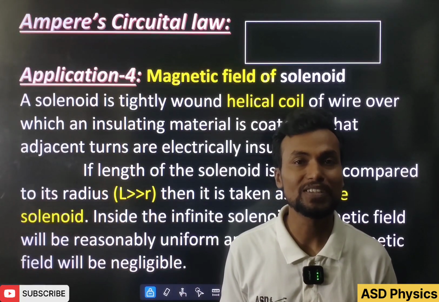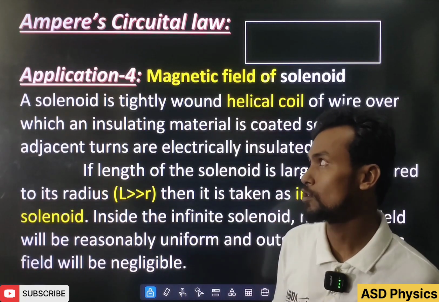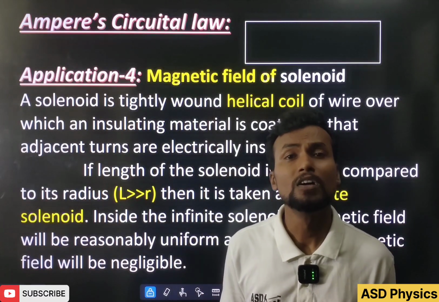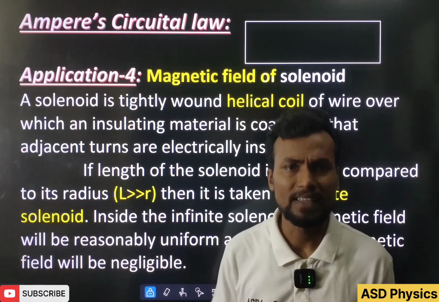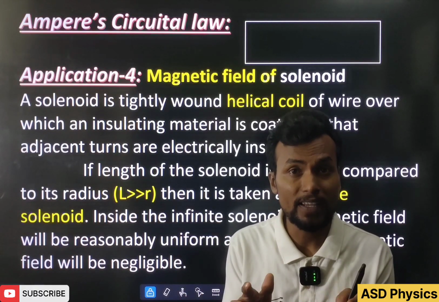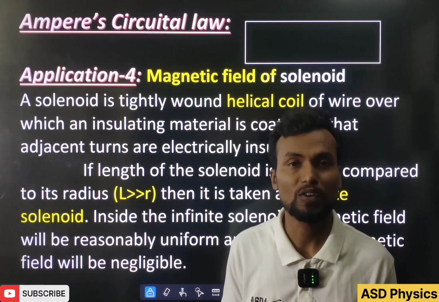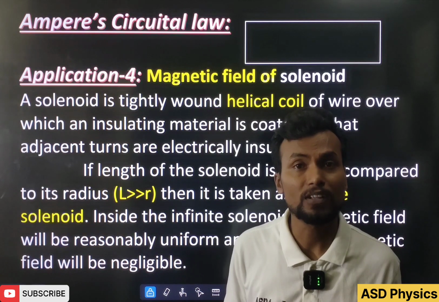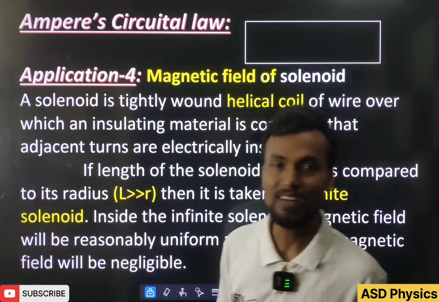So students, in this video we are going to see the further applications of Ampere's circuital law. In application number 4 we are going to see the magnetic field of a solenoid, especially infinite solenoid and finite solenoid also. But infinite solenoid is very important. By default we will always take infinite solenoid. After that, in our next application we will see the magnetic field of a toroid and we will solve so many questions also. So let's start the video.